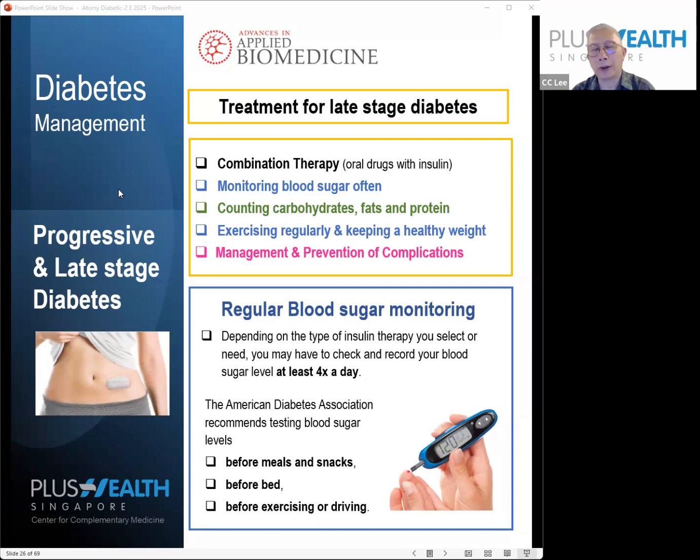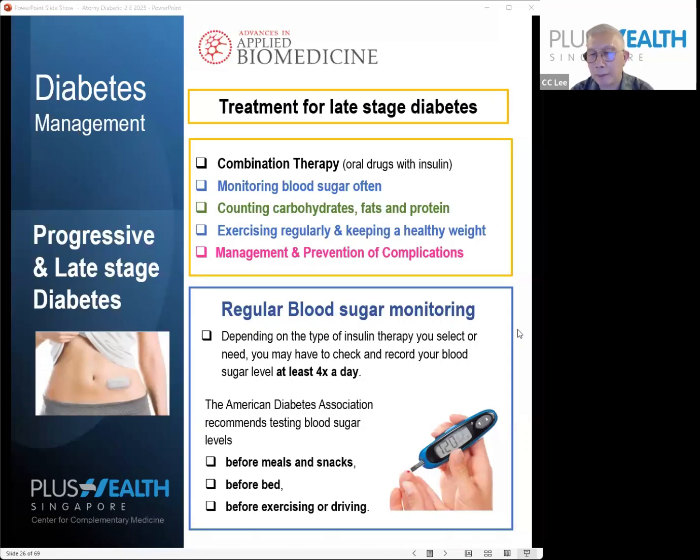Then, of course, one of the key things is that you still need to exercise regularly and keep a healthy weight. Now, one of the additional things that you need to do as a patient is to learn to manage and prevent the complications that we have discussed earlier, right? So let's start with one very basic requirement for late-stage diabetic patient management.